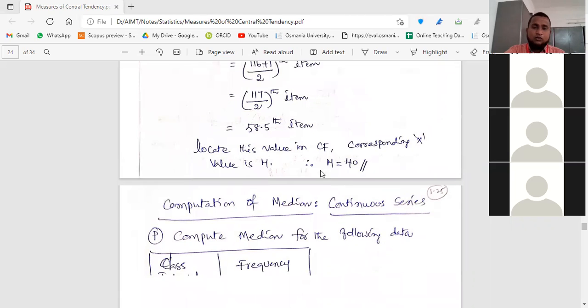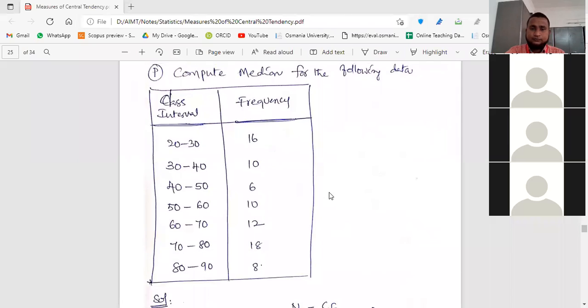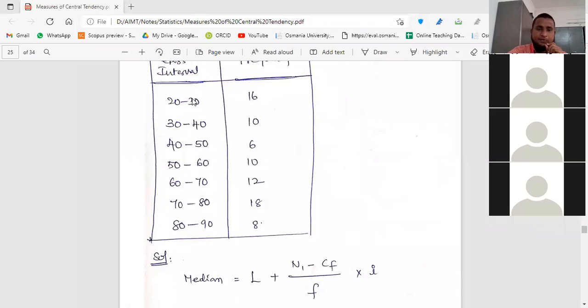Next we have continuous series. Continuous series means data will be given in terms of class interval and frequency. Compute the median for the following data: class intervals 20-30, 30-40, 40-50, 50-60, 60-70, 70-80, 80-90. The values are there.